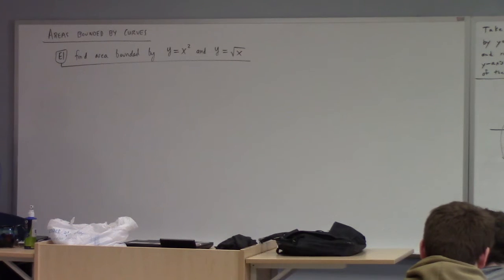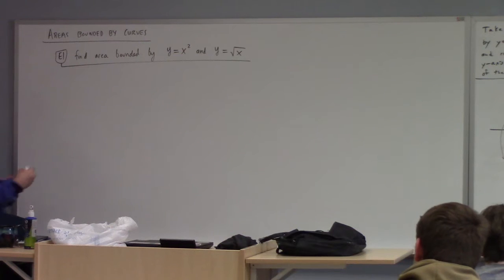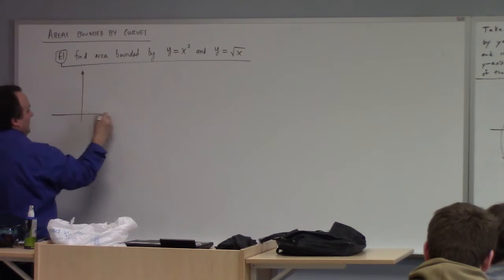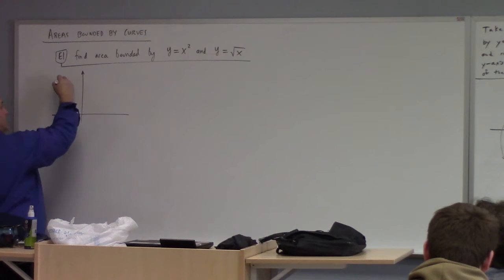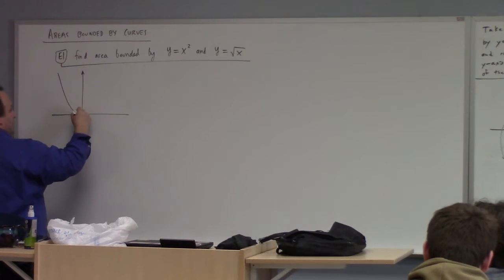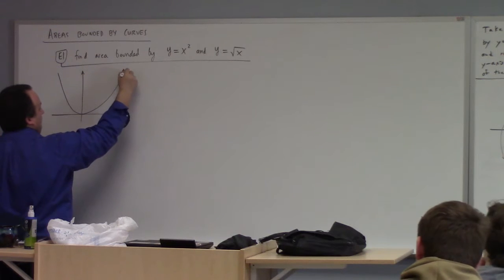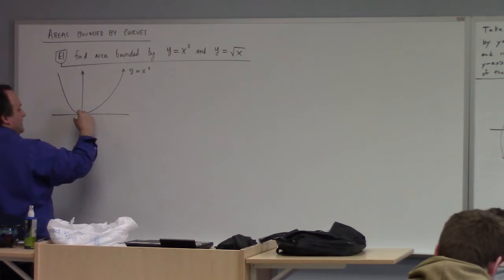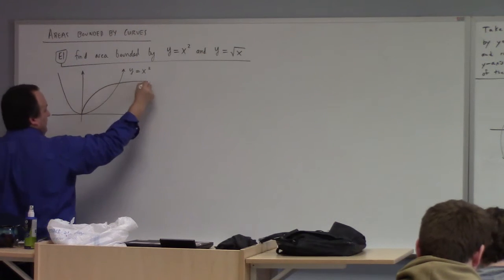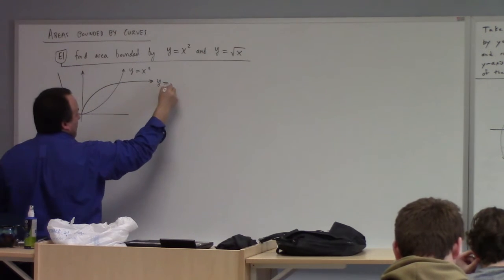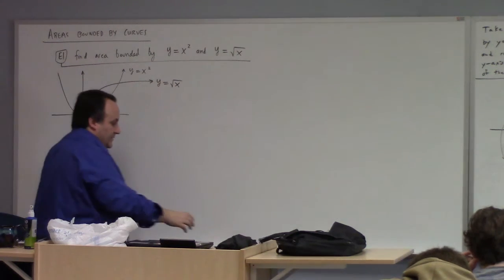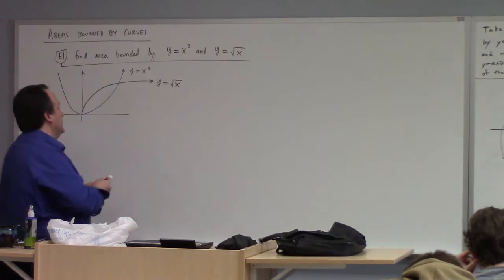All right, so what I usually do with a problem like this is I start with a graph. So let's see here. My y equals x squared, something like this, right? Y equals square root of x is something like that, up to the limits of my artistry here. Maybe I should have used a different color. Let me use a red for the square root.